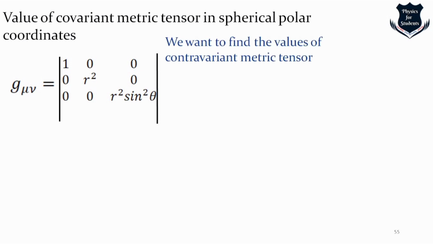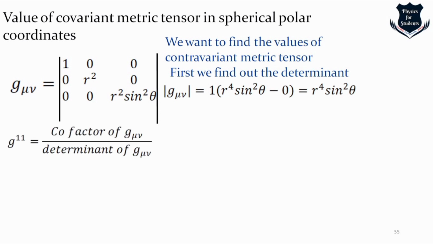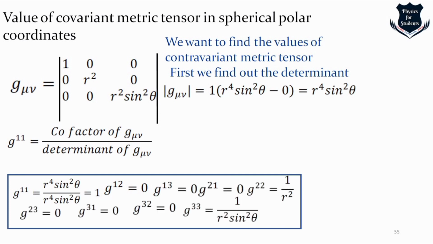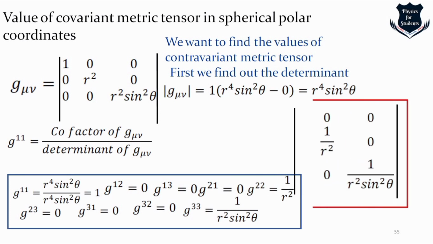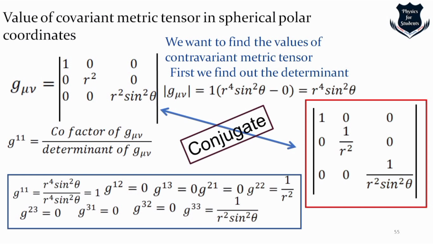Now, what we get is that first we find out the determinant, which is this, r^4 sine square theta. Now we plot those values. We get 1, 1, 0, 0, 0, and so on. So if we now plot those values in a matrix, we get this, which is actually a conjugate.